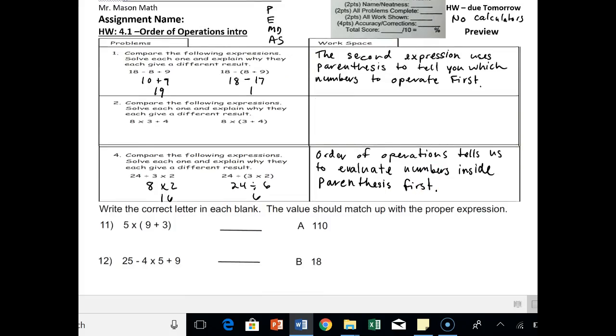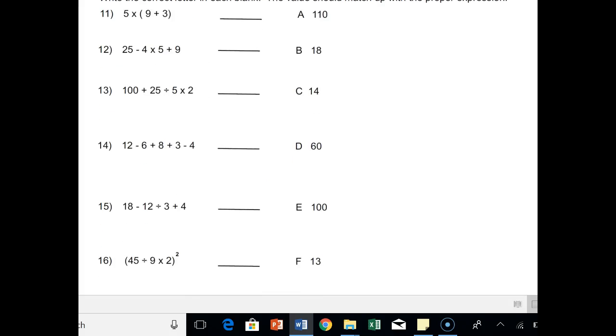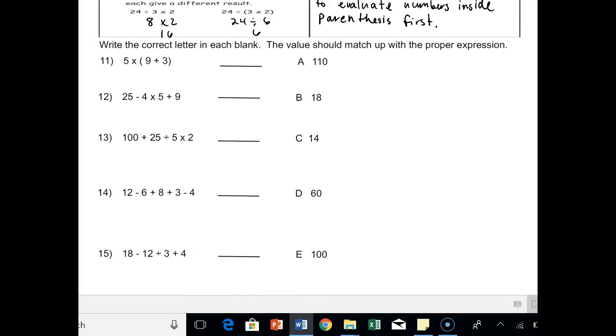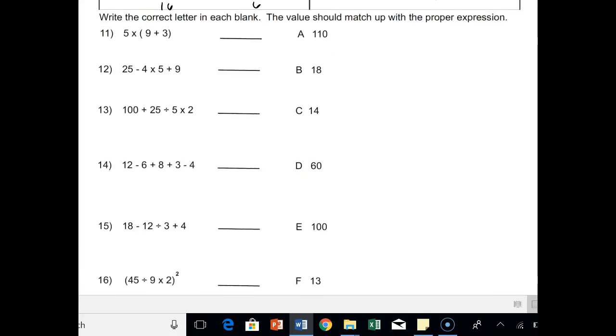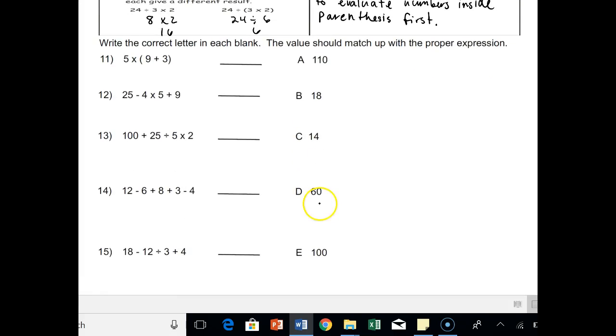Okay, all right. So here the instructions say to write the correct letter in each blank. A value should match up with a proper expression. So basically, you're going to do a problem, and then the answer should be one of these letters on the paper. If you get a number other than one of those letters, you've done something wrong. So for number 11, again, write PEMDAS. Oops, I put the E and the M on the same level.